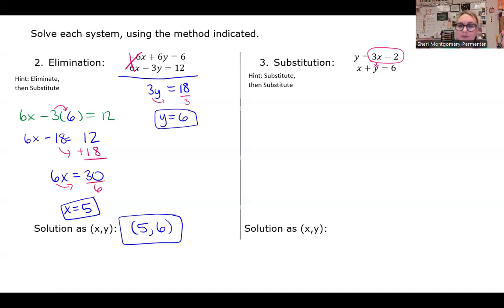So now I rewrite it. So x plus, leave myself a space, equals 6. I'm going to plug in what's in the circle, 3x minus 2.